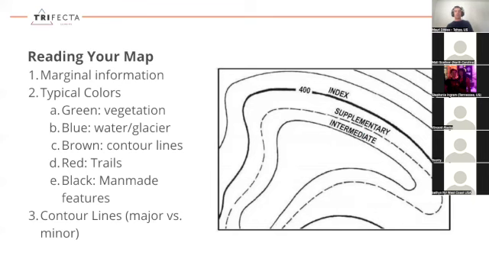Bumping up to the typical colors, just know that colors between maps are going to change. So you need to be able to look at the marginal information or know what the colors on your maps mean. The 2 that are always going to be constant are going to be water and vegetation. Water is always going to be blue and vegetation is always going to be green. All the other colors are fairly changeable. USGS maps are going to follow the colors that you see on the screen currently, and so are Forest Service maps, but other maps that you may produce or find are not going to necessarily follow all those colors.